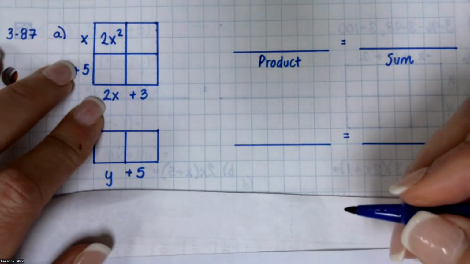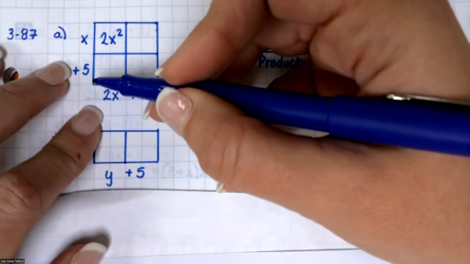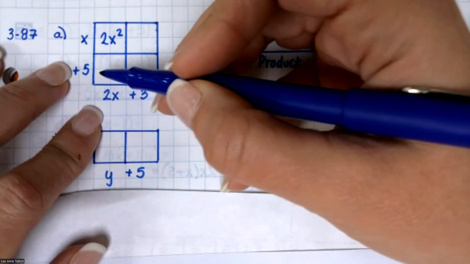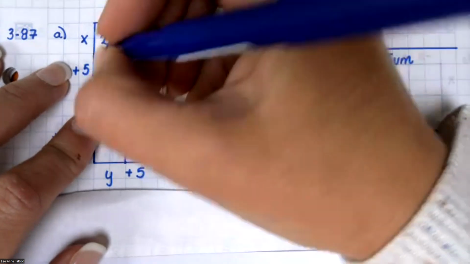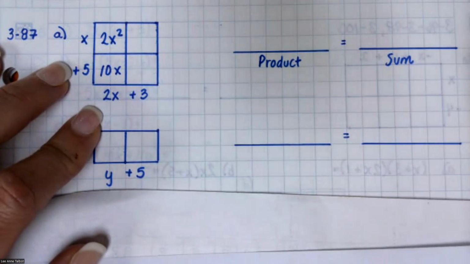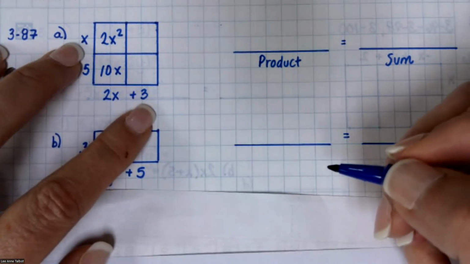Okay, now this little box down here, its height is 5 and its base is 2x. What's 5 times 2x? Nope, times. 10x. Remember, it's times. It's okay. We're working out all the stuff right now.